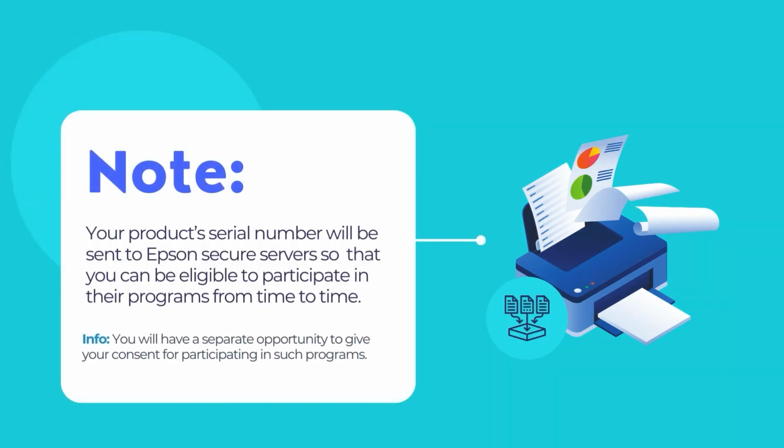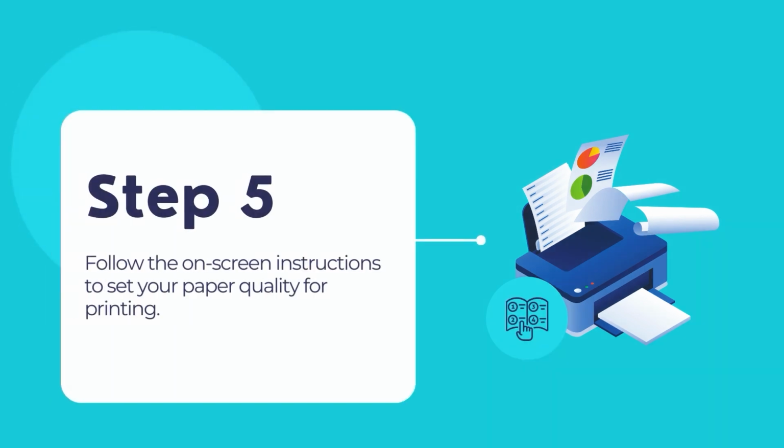Also note that as a part of the setup, your product's serial number will be sent to a secure Epson server so that you can be eligible to participate in programs that Epson offers from time to time, including the Epson Ink Replenishment Program. You will have a separate opportunity to consent to participating in such programs. Now, coming back to the tutorial, follow the on-screen instructions to select your paper settings.